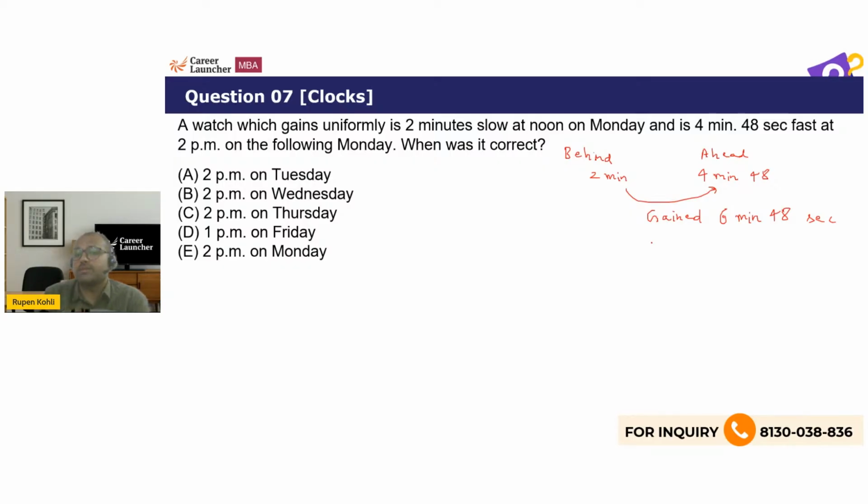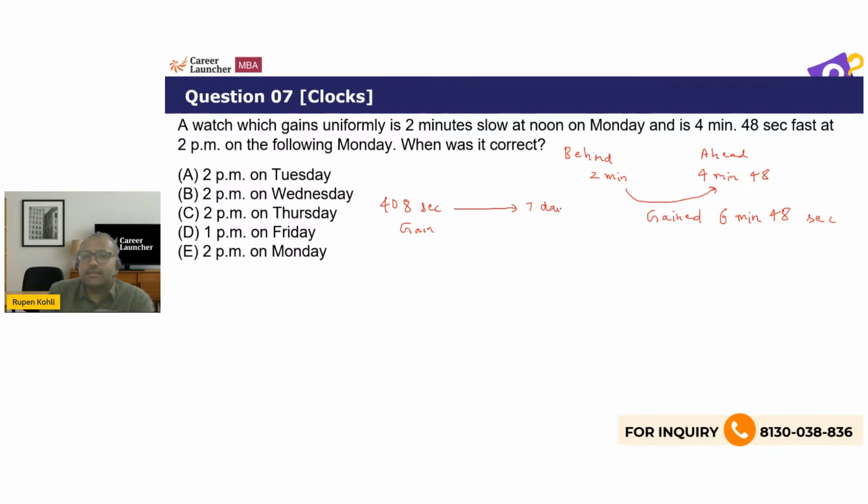7 days, 2 hours. So let's convert everything to simple units. What is 6 minutes 48 seconds? 6 into 60 is 360, 360 plus 48 is 408. So it has gained 408 seconds, and this gain has been happening in how many hours?